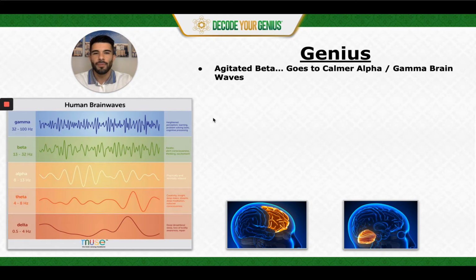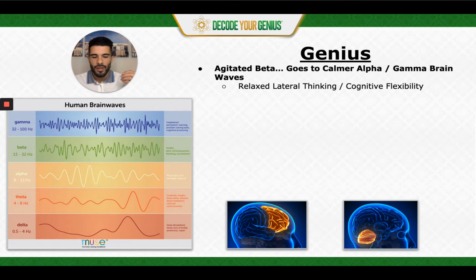So it goes from agitated beta, those brain waves start going down to calmer alpha, sometimes gamma brainwaves. And this creates a relaxedness, which creates lateral thinking, cognitive flexibility. So that's being able to zoom around, so to speak, of taking perhaps unrelated topics, previously thought unrelated topics, and then linking them together. This is where a lot of innovation comes from, where it's perhaps taking a technique from an unrelated industry and then bringing it into a new one. So lateral thinking allows you to combine different concepts together.